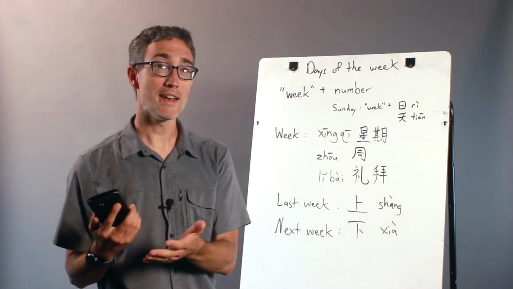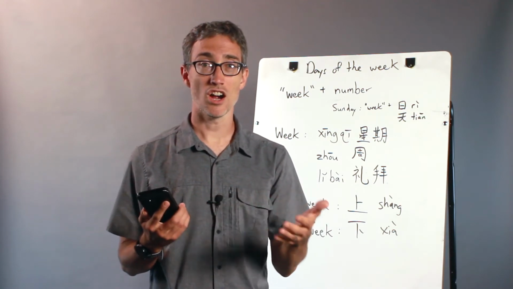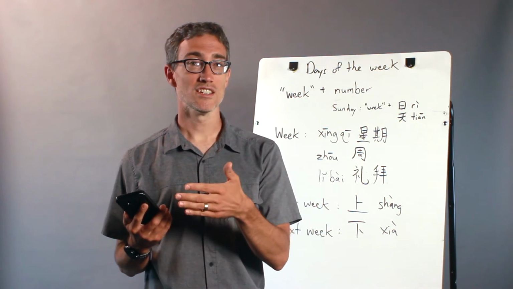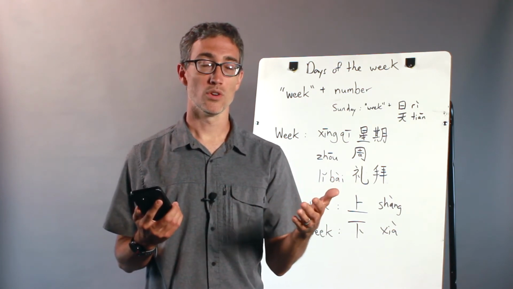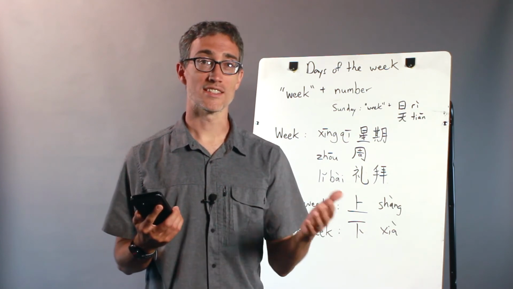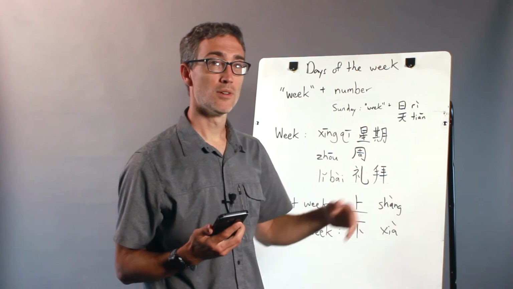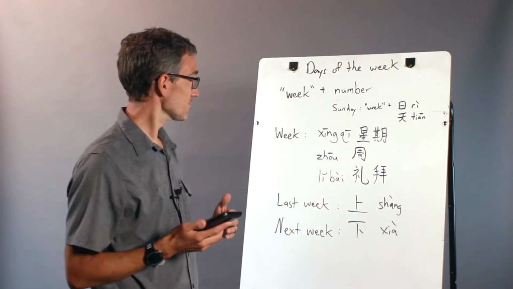So if I want to say Monday, I say 星期一, Tuesday, 星期二, Wednesday, 星期三, Thursday, 星期四, Friday, 星期五, Saturday, 星期六, and then Sunday is 星期日 or 星期天. Both of them are fine. So that's how you say the days of the week.